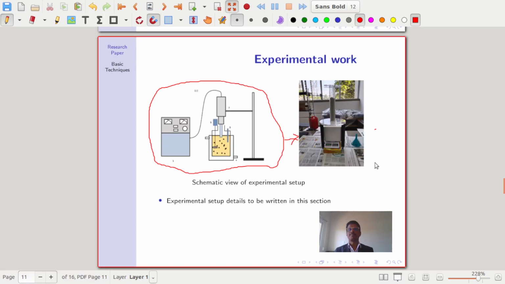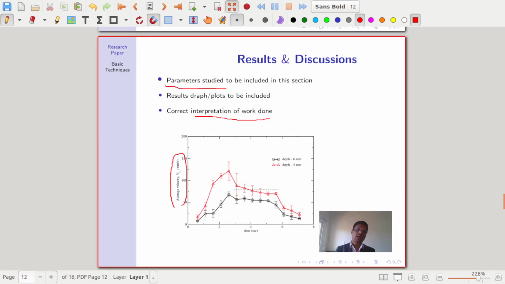The average velocity versus time, and the graph is for typically two depths, 4 and 6 mm. The 4 mm graph plot is shown by the red line, and 6 mm by the black line. The experiments were repeated 3-4 times, so the error bar at standard deviation is also mentioned. So you have to include that in the results and discussion section.